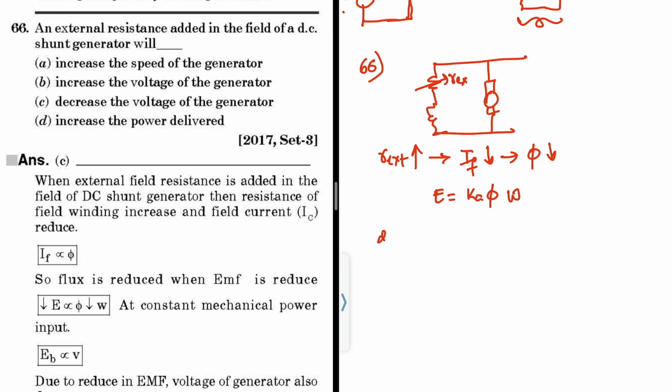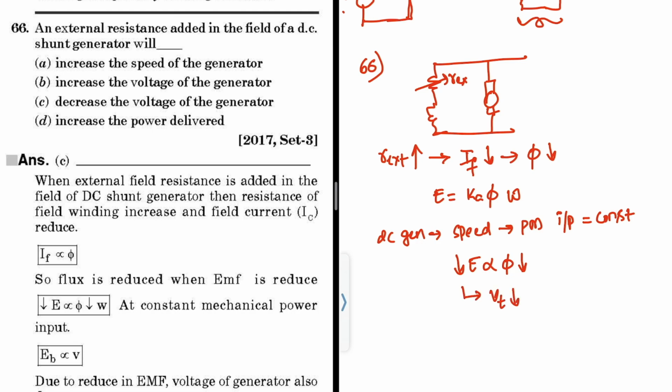If we consider DC generator, speed is given by prime mover as input. So if we consider this as constant, E is proportional to phi. As field flux is decreasing, E also decreases, which in turn decreases the terminal voltage. So answer will be the decrease in the voltage of the generator.